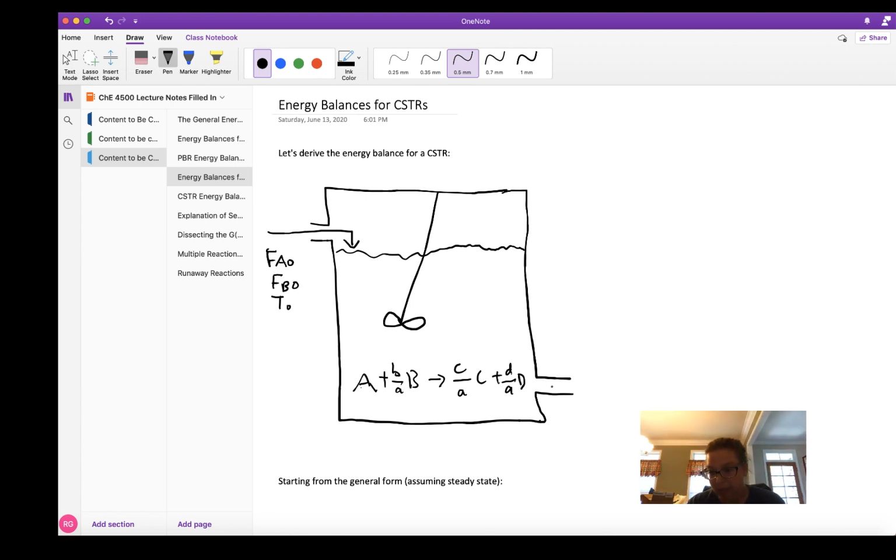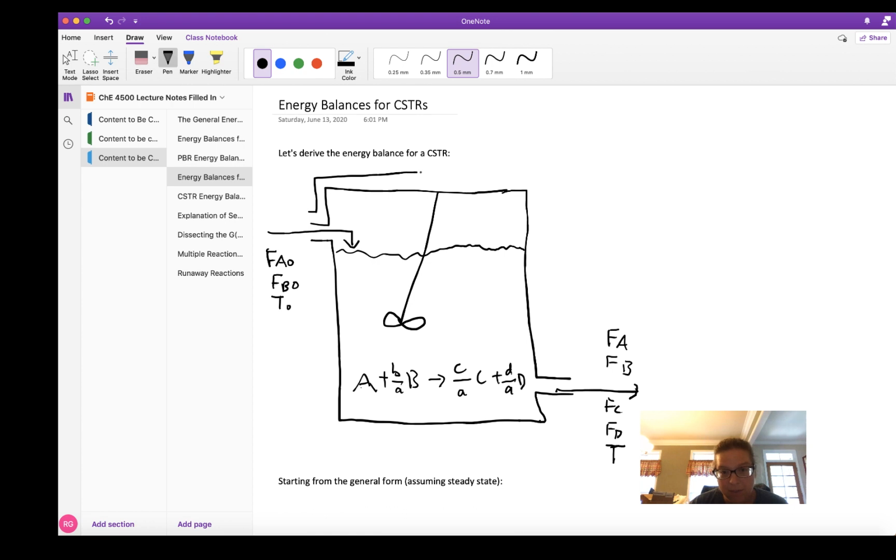Coming out then, I might have, or I probably will have, unspent reactants, as well as products. And also this will be at some temperature T. And the concentrations of all of these species, as well as the temperature, are the same as that in the tank. So if I have a CSTR with heat exchange, then I start to think about a heat exchanger.